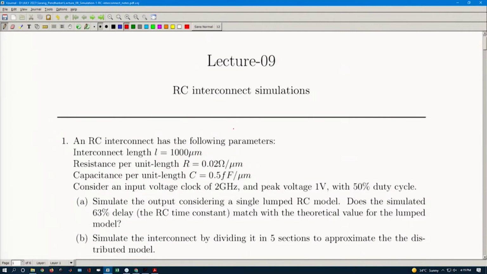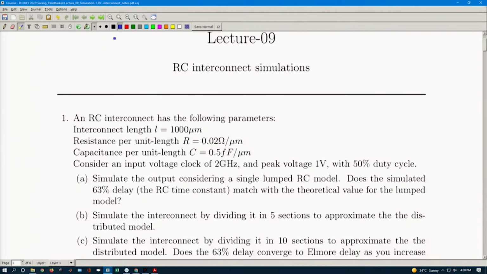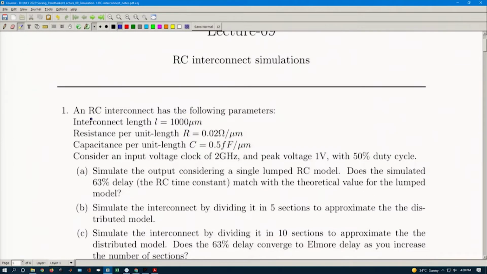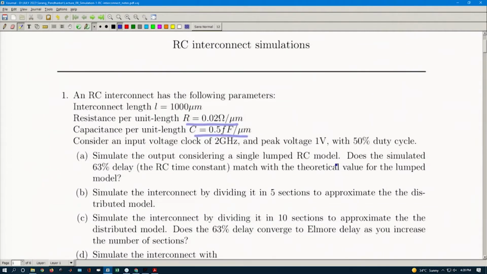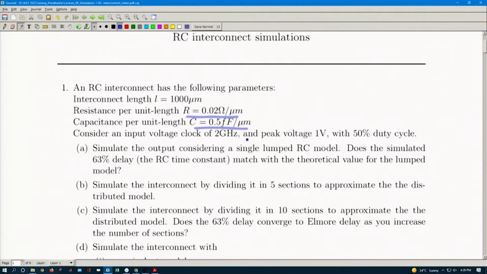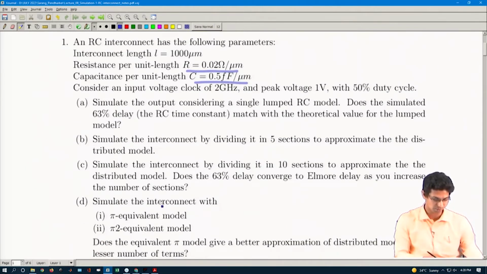So here in this exercise I am giving you a few problems to work on. So it is given to you that there is an RC interconnect and it has the following parameters. Length is given as 1 mm, resistance per unit length is given, capacitance per unit length is given to you. Now you want to simulate this interconnect under different scenarios.